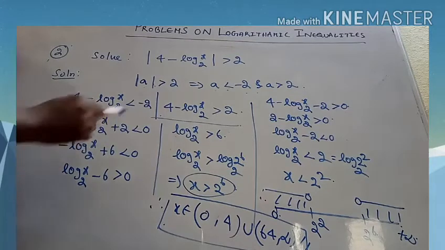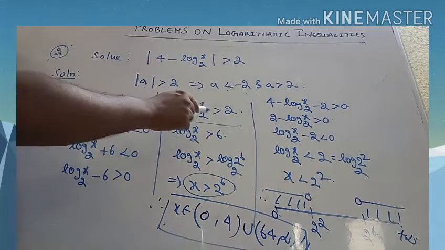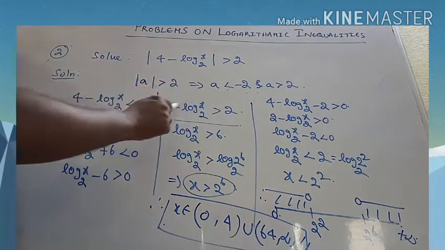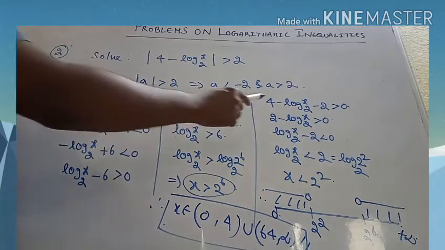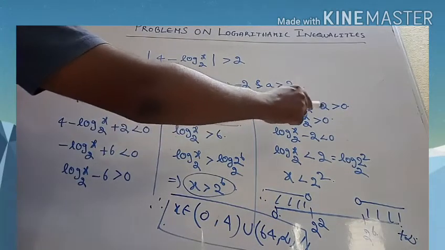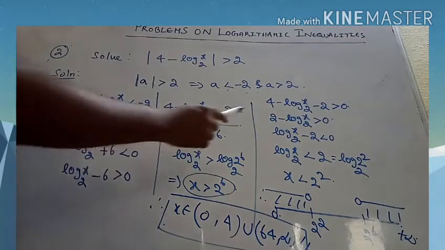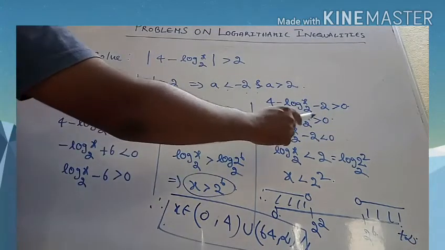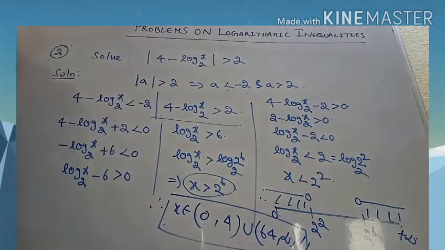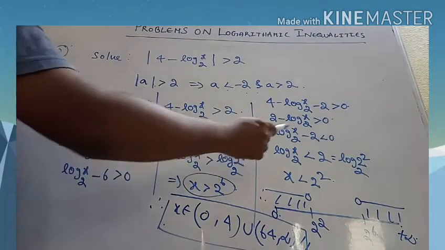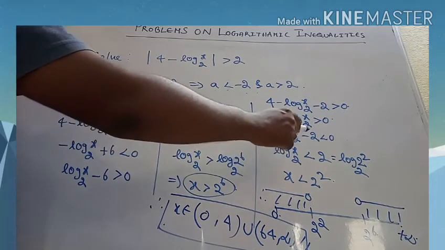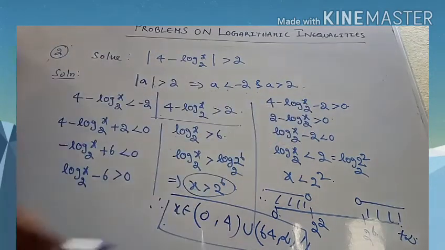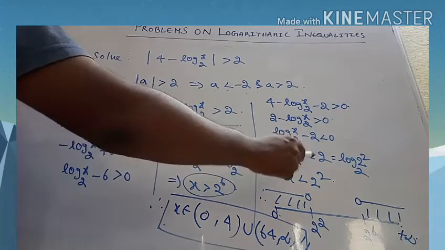Now the other case is a greater than 2. That means here a is 4 minus log x to the base 2 greater than 2. That means 4 minus log x to the base 2 minus 2 greater than 0. That means 2 minus log x to the base 2 greater than 0. Now by multiplying by a negative sign on both sides, we get log x to the base 2 minus 2 less than 0. Now log x to the base 2 is less than 2.